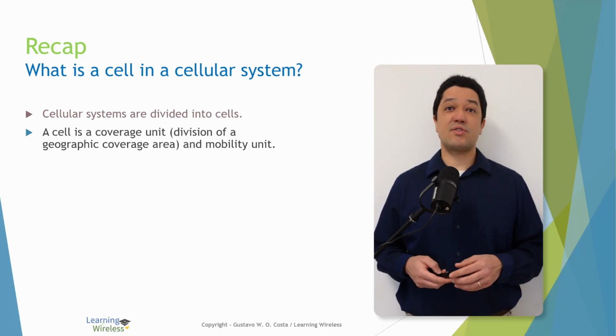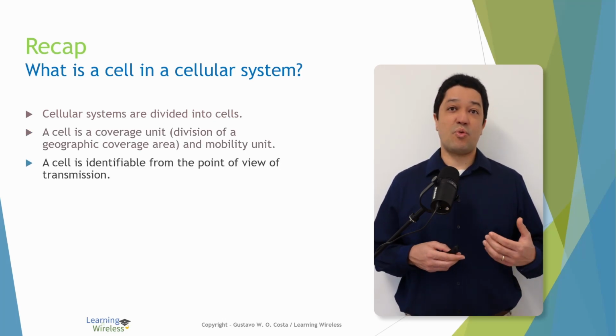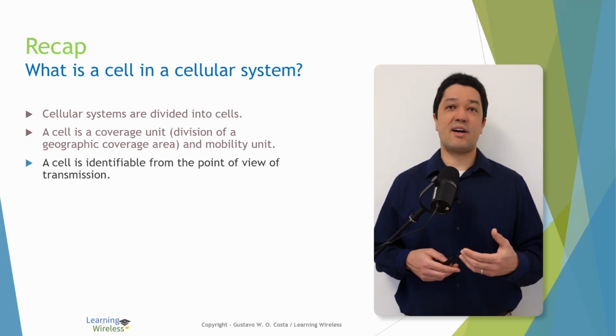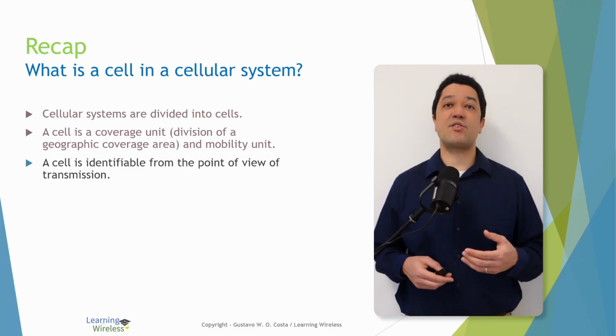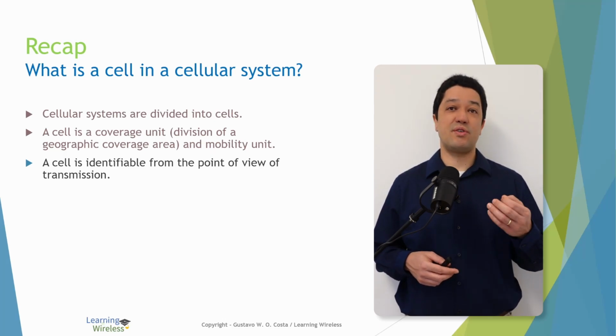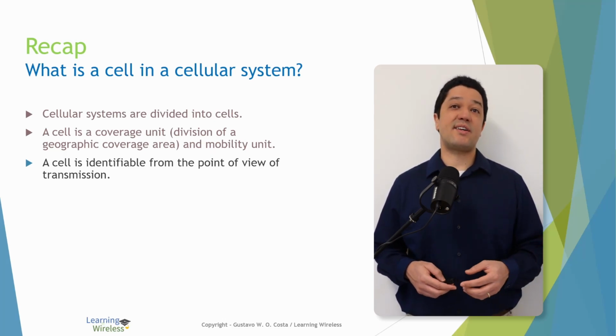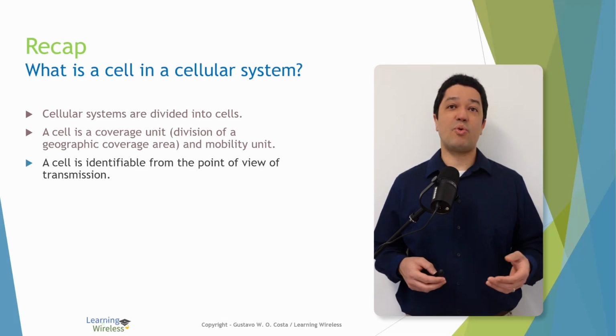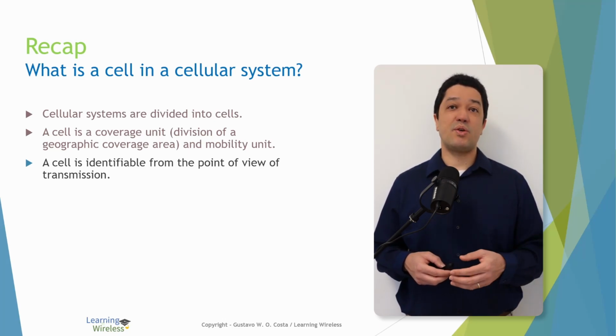Still, this concept causes confusion. A cell, no matter how it's deployed or how it's implemented by a certain vendor, would be identifiable from the point of view of transmission. You would have a physical layer identifier, which cells can use to differentiate signals, as well as a higher layer identifier, a global identifier for a cell, which can be used logically.